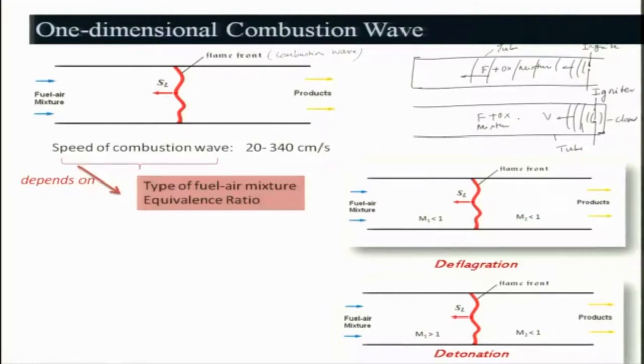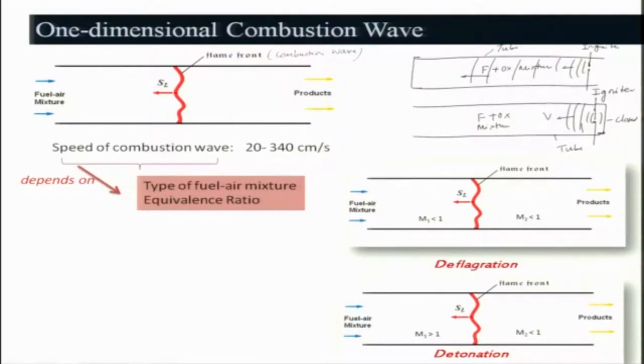Detonation will occur. That means there will be deflagration to detonation. But why does this occur? It occurs because there will be a compression. If there is a compression, there will be a shock formation. And once this happens, the shock will be fed by what?